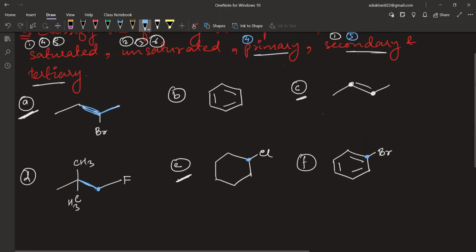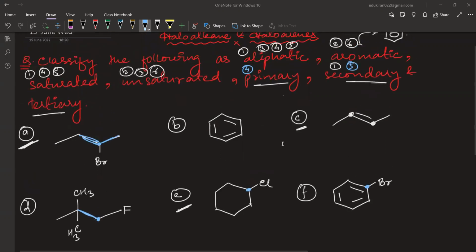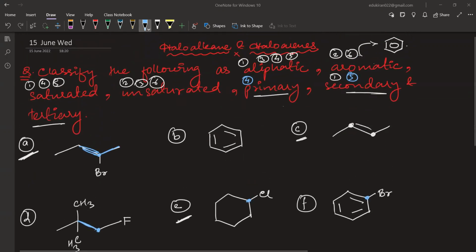Okay, fine. So I have a lot of questions now. F is primary? No. See, it is not primary. It is connected to two carbon atoms, right? Okay, now seeing your questions.